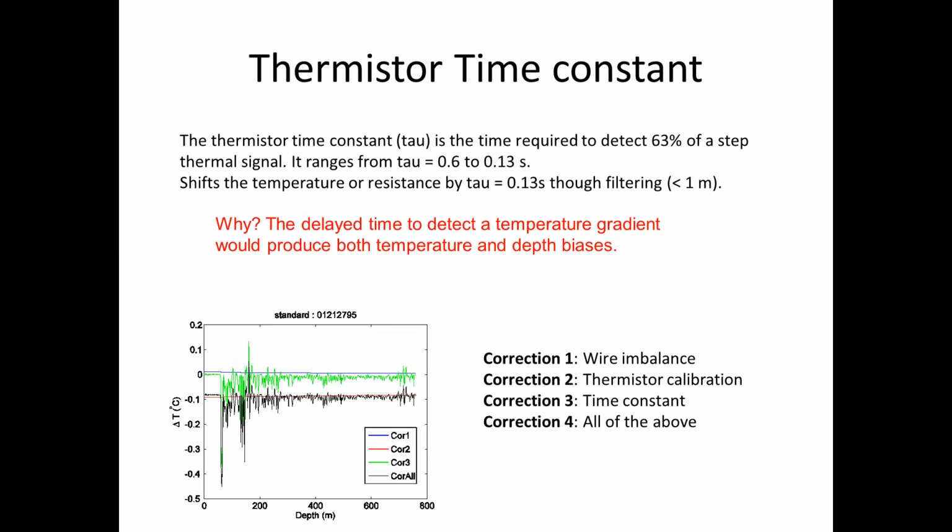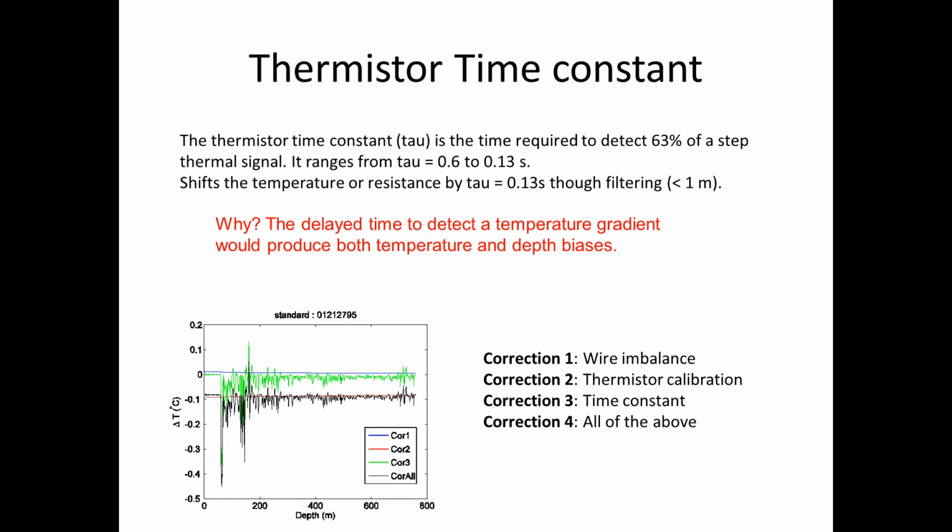And the last correction is the time constant. The time constant is the time required for the thermistor to detect 63% of a step signal, and is thought to be around 0.6 to 0.13 second. This is very little. It's less than 1 meter in the water. So that would also produce a temperature bias because it will shift the whole temperature profile up.